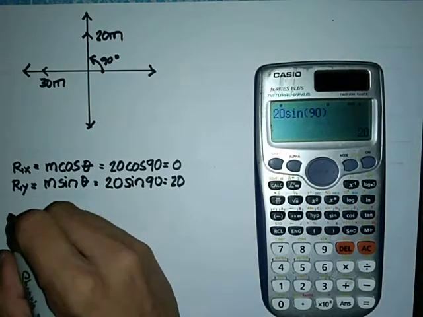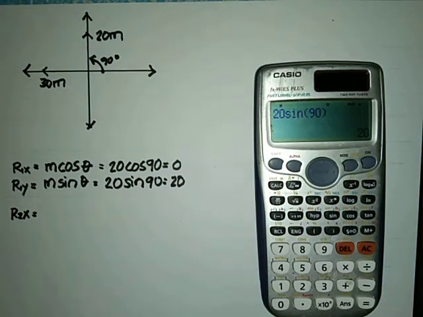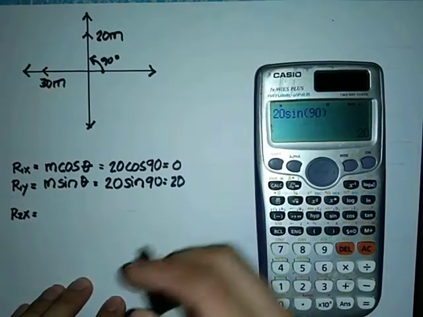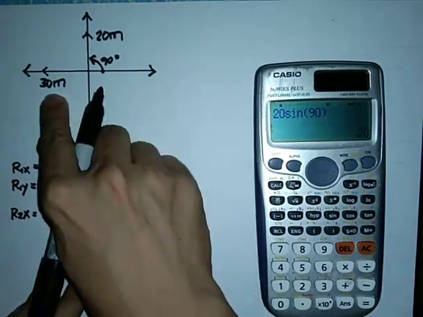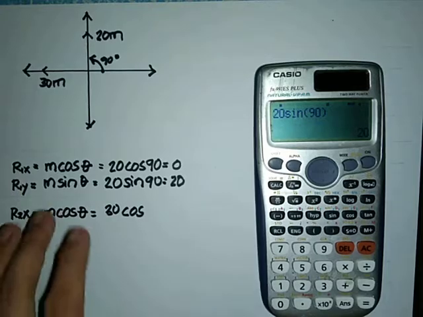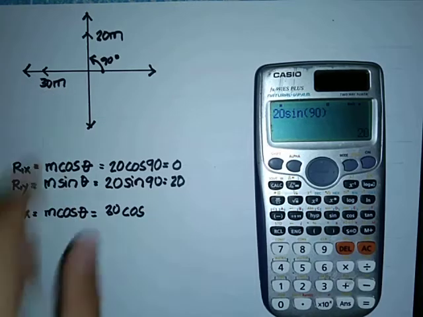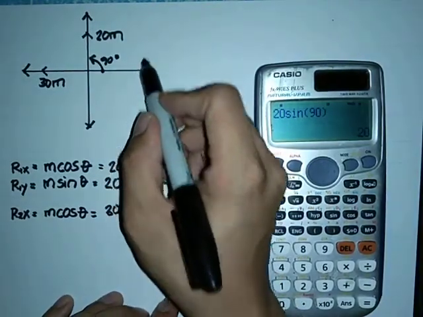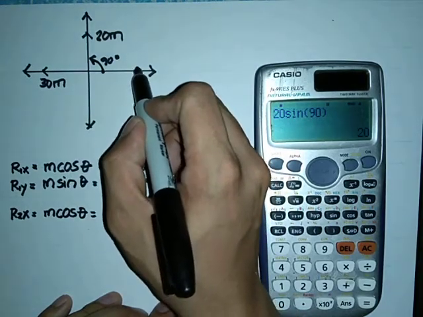So solving naman for our R2x or yung x component ng ating second vector, which is 30 meters. So same formula tayo. So we will have m cosine theta, and that is equal to 30 meters cosine theta. So the question is, ano nga ba yung angle na yung ating 30 meters? So what we are going to do again is to take yung reference angle natin. Yung reference angle natin is at the x-axis all the way papunta doon sa ating angle. So yung ating reference angle dito papunta dito.